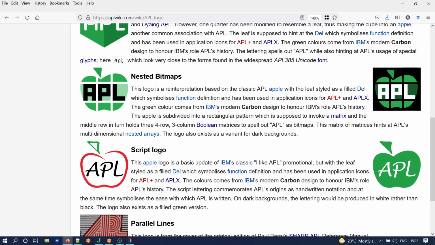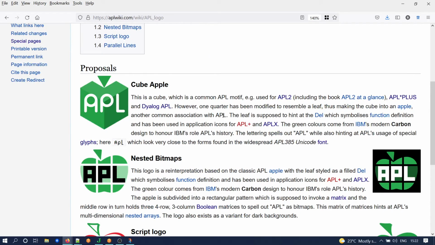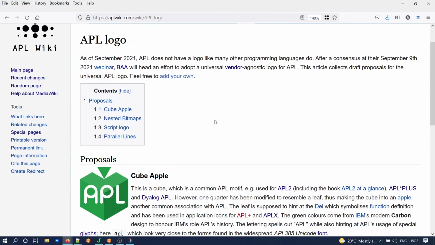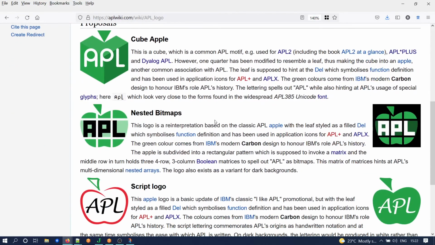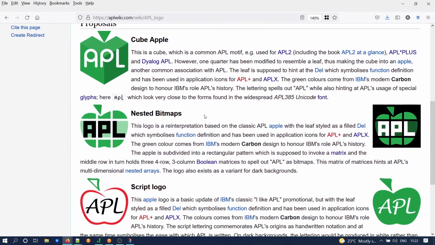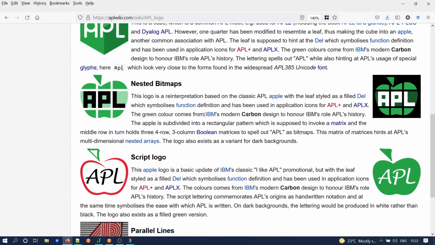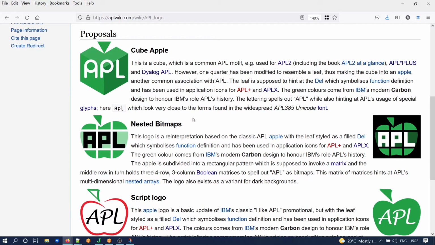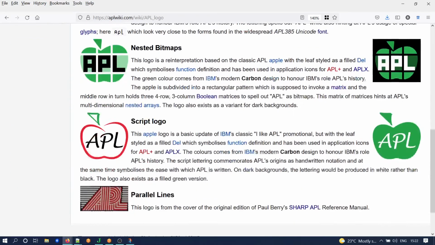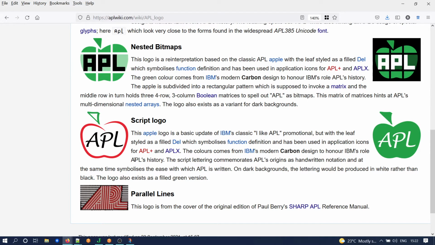But recently there have been a few concerted efforts, mainly on the APL Orchard, I think in some other places as well, to try and create some kind of vendor agnostic APL logo. So if you are interested in graphic design or just seeing something come to life like this, then head on over to the APL Wiki. There is a page now called APL logo with a couple of ideas. I know of a few other ideas that I'd like to see added here.